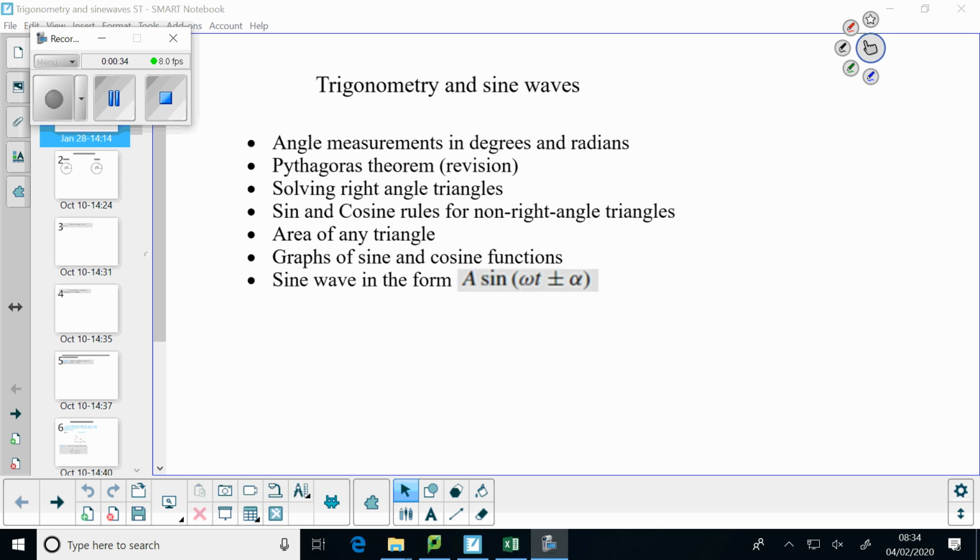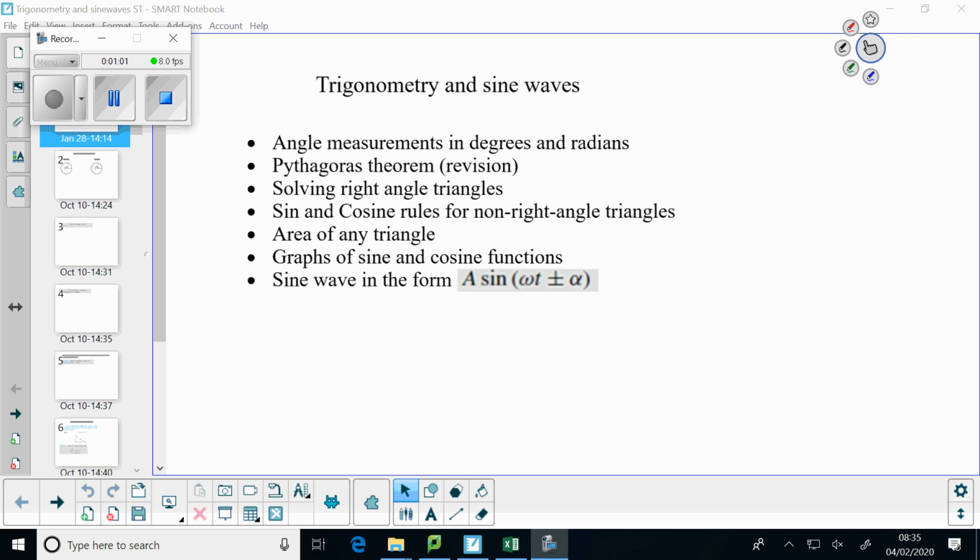Some of it will be new, and some of it you might have come across in school mathematics or physics. We're going to look at angle measurement in degrees and radians, and Pythagoras' Theorem, which should be real quick and easy because I'm pretty sure you all know about that. Then solving right angle triangles, which is basic trigonometry, and the sine and cosine rules so that you're able to solve non-right angle triangles. You can solve any triangle, and find the area of any triangle.